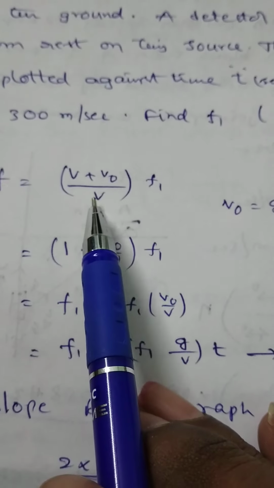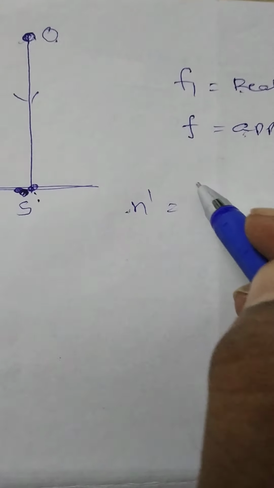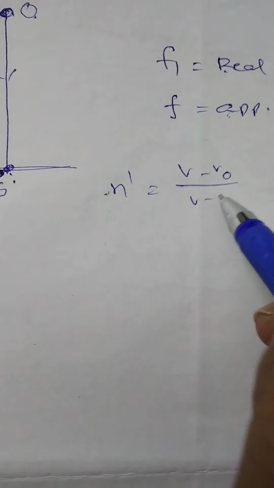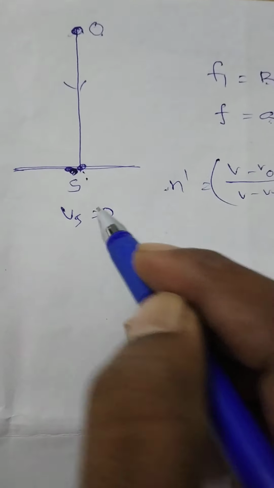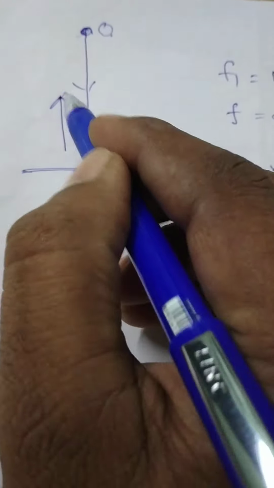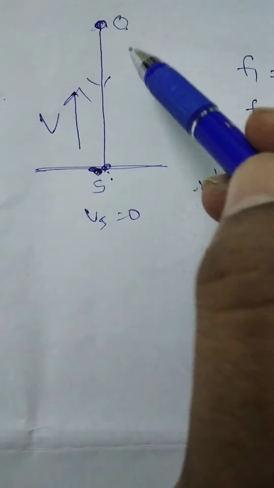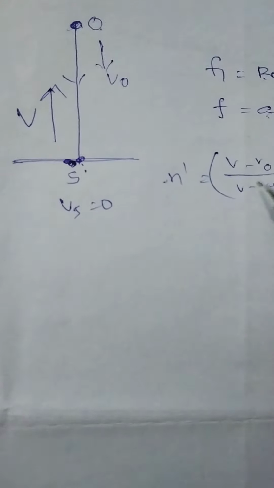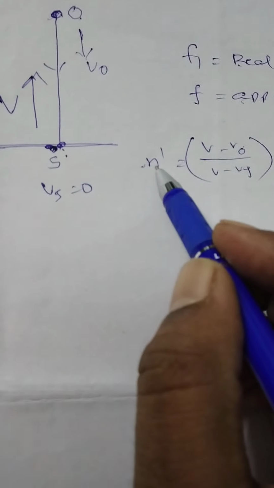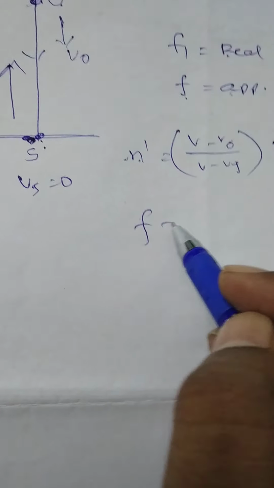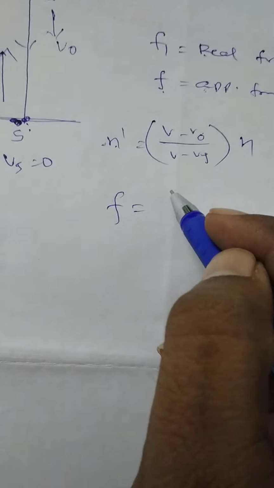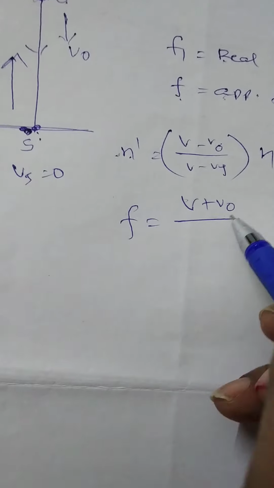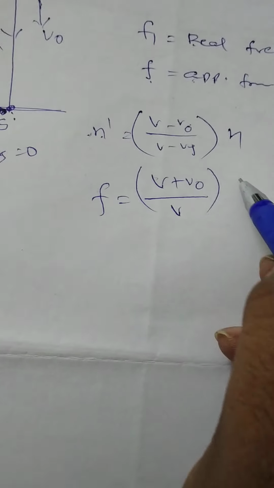What we have to calculate is F1. Apparent frequency N dash is equal to (V minus V naught) by (V minus Vs) into N. Here, Vs is equal to 0. Sound velocity is taken from source to observer. This is the velocity of sound. The observer is moving opposite to the velocity of sound, which means V naught is negative. This N dash is taken as F. So F is equal to (V plus V naught) by V into F dash.